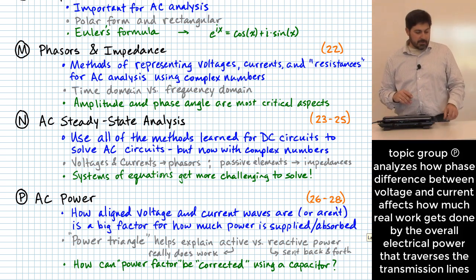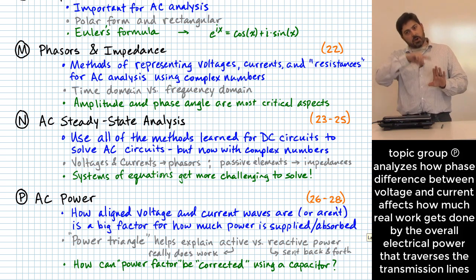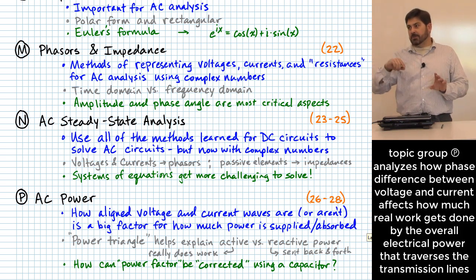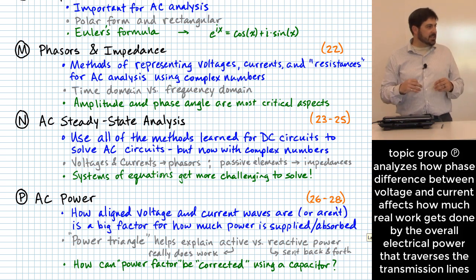So what's interesting about AC power as opposed to DC power is that with DC, there's no wave form that you have to be cognizant of. So if you know the voltage and you know the current, power is just voltage times current, right? DC, it's very, very easy that way.